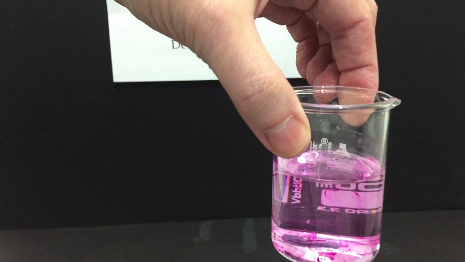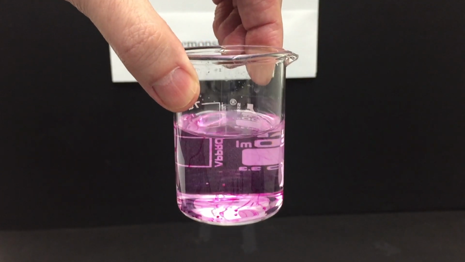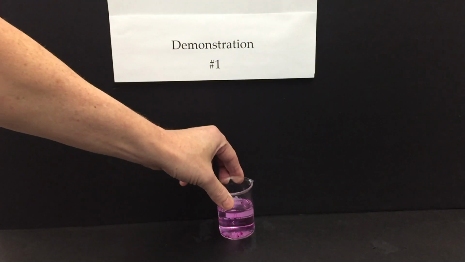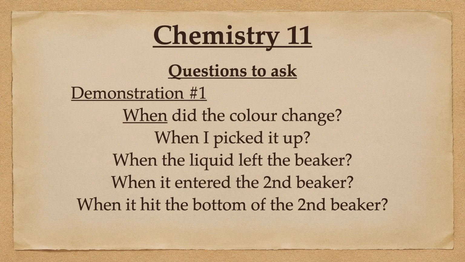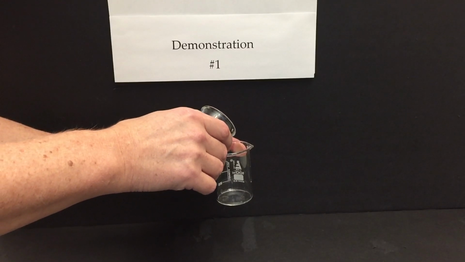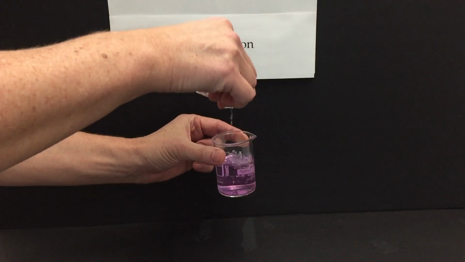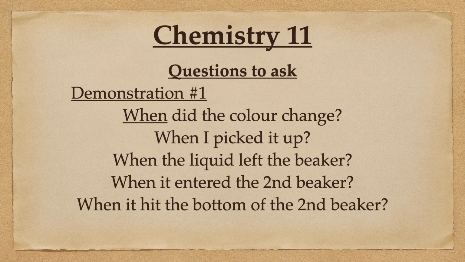What was in the beaker to begin with? What are you observing now? When did the color actually change? Was it when I picked up the first beaker? Was it when the liquid left the beaker? Was it when the liquid entered the second container? Or was it when the liquid hit the bottom of the second container? Look again more carefully. Ask yourself those questions. When did it change? Where did it change?